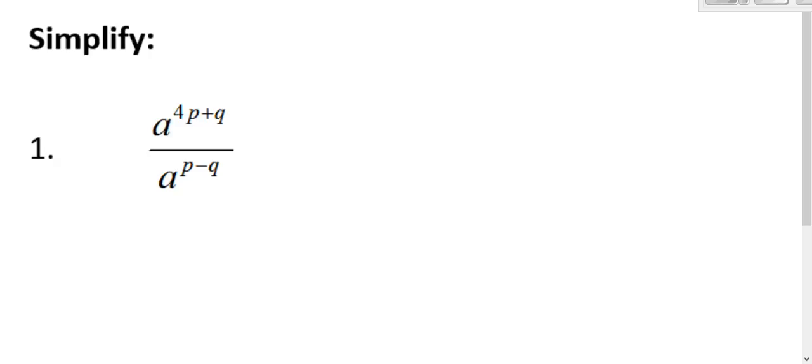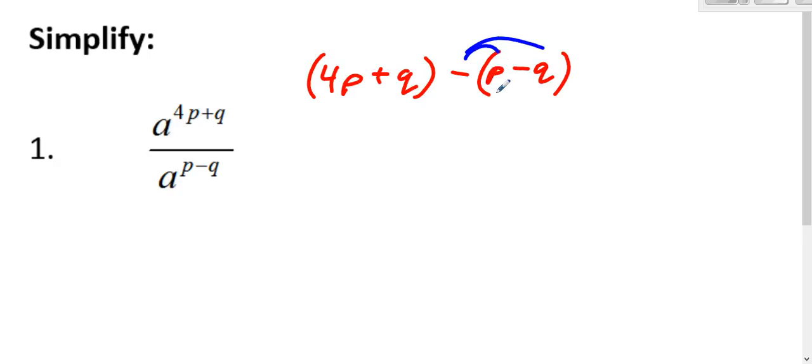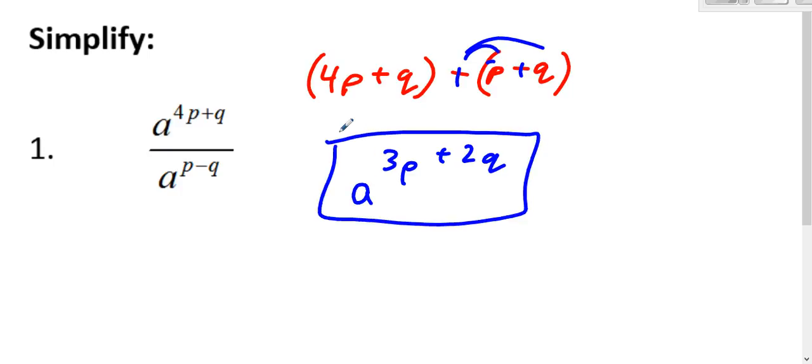So here we have the same base with exponents. Since we're dividing, we subtract the exponents. So we'll take the top and subtract the exponent from the denominator. You can distribute that negative. So we get 4p minus p when we combine like terms. So that's 3p. And then a positive q and another positive q is 2q. So that's our exponent. The base of both of those was a, so you keep it. And that's your answer.